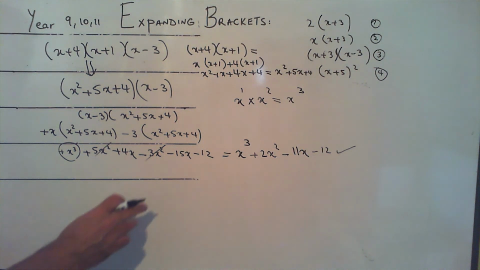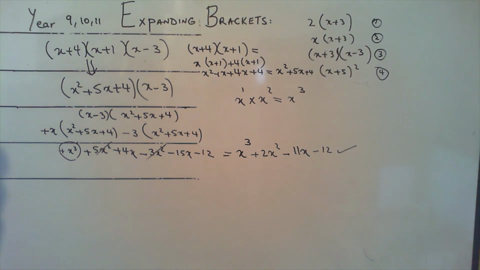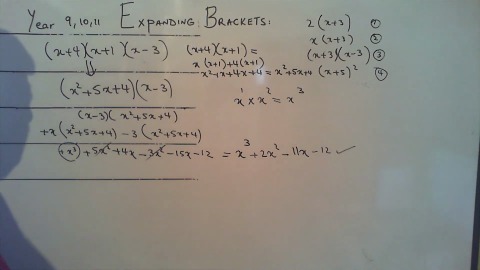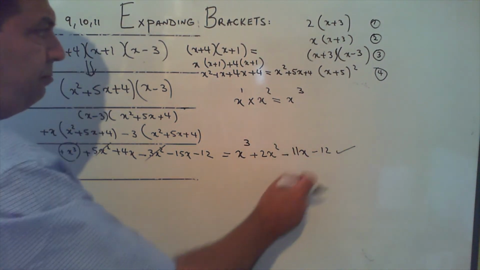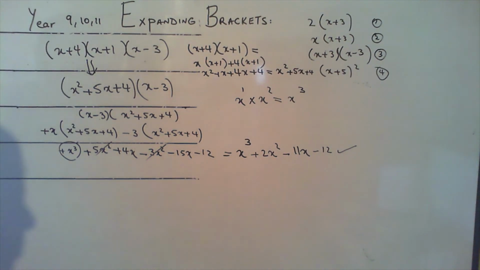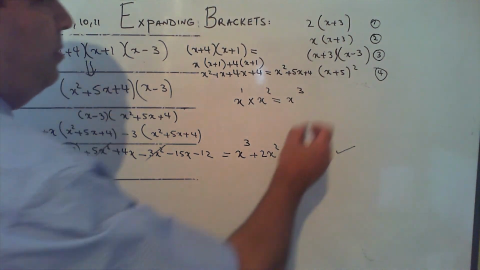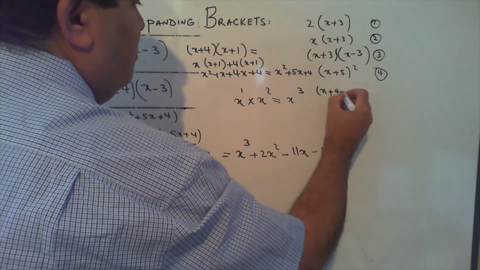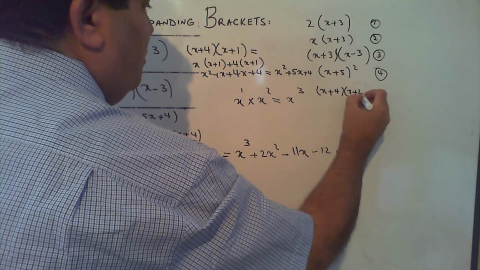Then we have minus 15x plus 4x. Minus 15 plus 4 is opposite sign. Keep the sign of the bigger number and subtract, and the number is itself. Okay, so in expansion of brackets we learn these four, and then type 5 when we have 3 brackets.